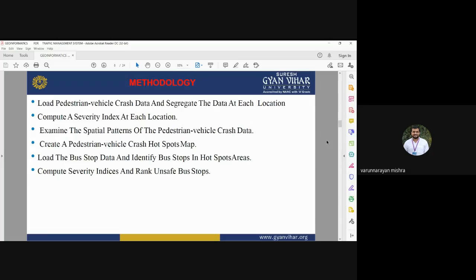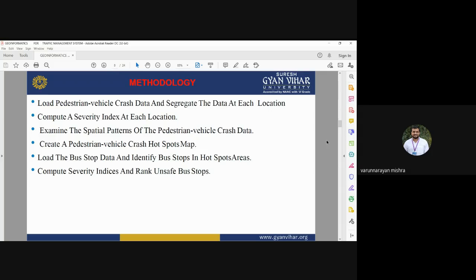So what kind of methodologies can be used for minimizing road accidents? So the first one is that we have to get the information about the pedestrian vehicle crash data. We should have the data about pedestrian vehicle crashes and segregate the data at each location. Then we compute a severity index at each location, then examine the spatial pattern of the pedestrian vehicle crash data. We will get the spatial location of the pedestrian vehicle crash data, then create a pedestrian vehicle crash hotspot map, then load the bus stop data and identify the bus stops in hotspot areas, and finally we compute the severity indices and rank the unsafe bus stops. So these are the 6-step methodologies that can be used to minimize accidents by using geoinformatics technology.